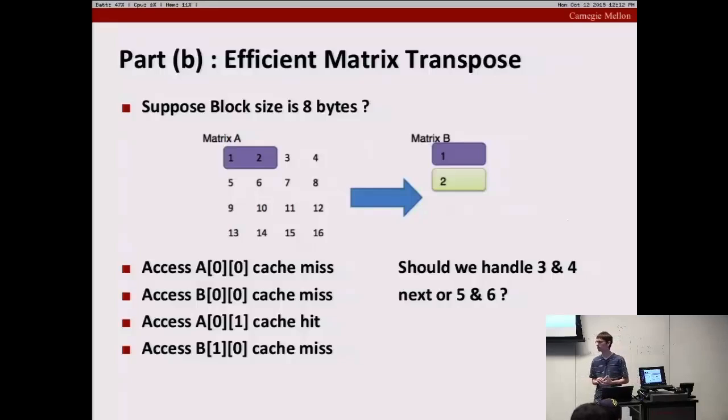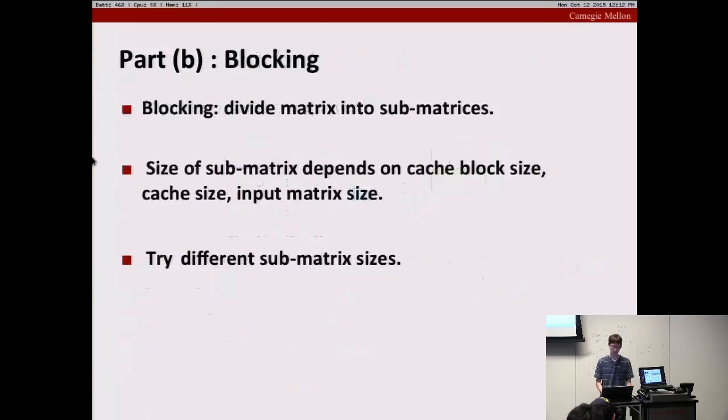Does that make sense? So what we've done is what's called blocking. We're transposing 1, 2, 5, 6 first, and then maybe we'll do 3, 4, 7, 8, and then 9, 10, 13, 14, 11, 12, 15, 16. We've sort of divided our matrix into blocks, and we're traversing it one block at a time, because if we look at what's happening to the caches, we see that it improves cache performance. So right here, that's where it says blocking.